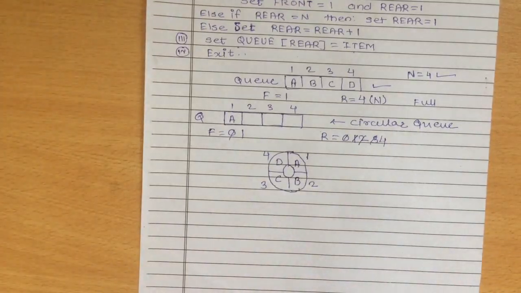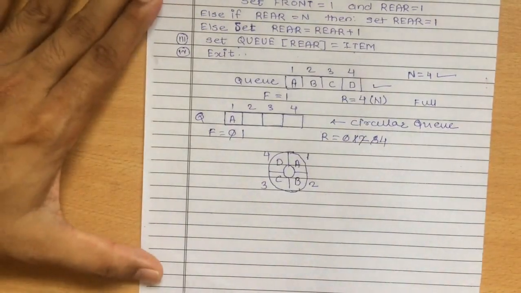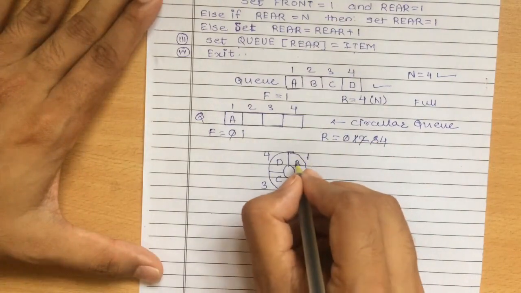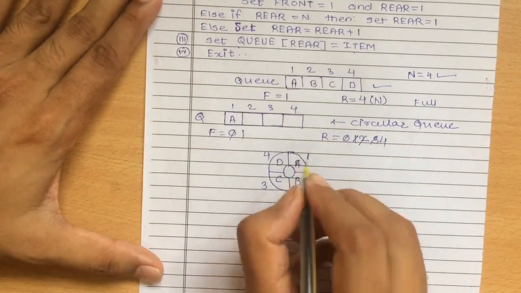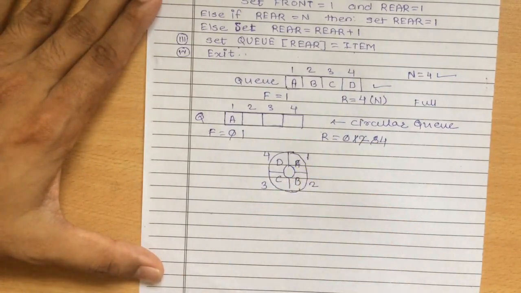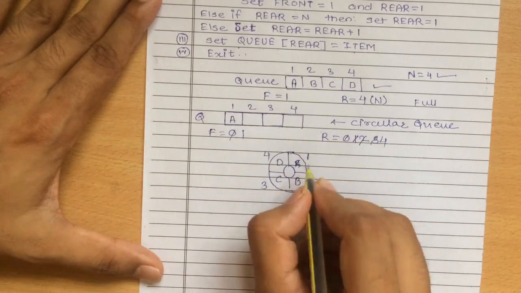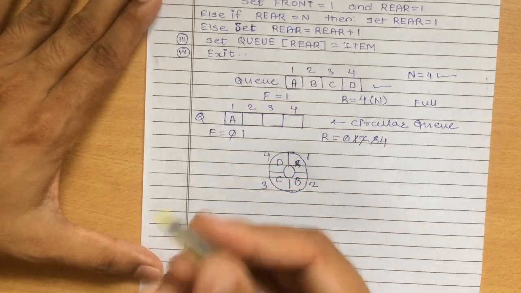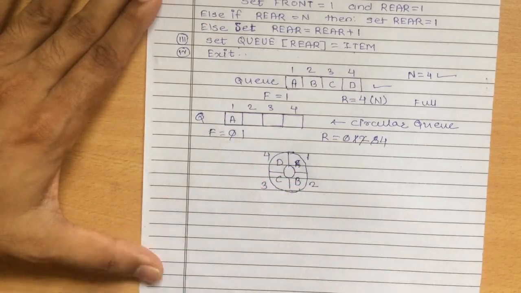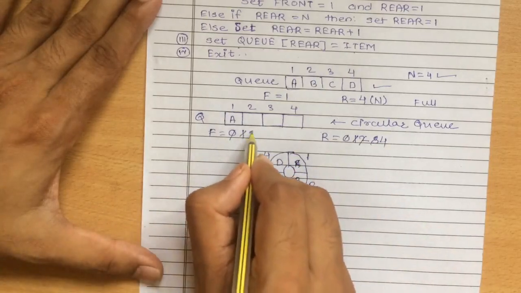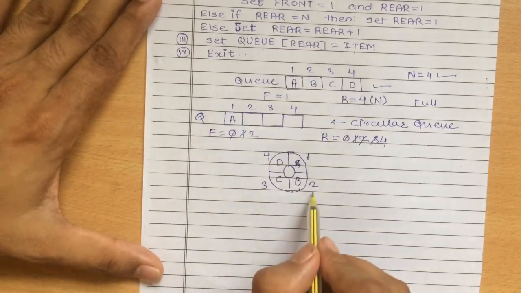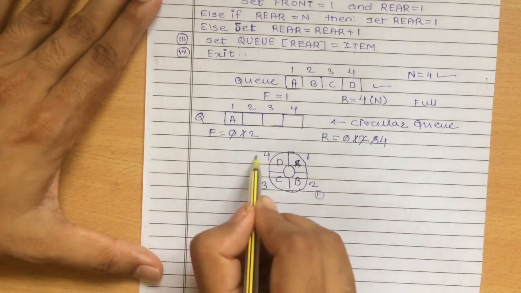Now suppose I remove one element. As of now, just consider I will remove A. Deletion takes place from the front end only, so by default I have to remove A. After removing A, I have to increase my front by 1. So my front will point to the second location, and rear will point over here.